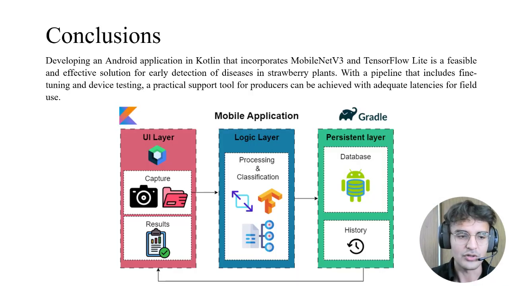For the conclusion, developing an Android application in Kotlin that incorporates MobileNet version 3 and TensorFlow Lite is a feasible and effective solution for early detection of diseases in strawberry plants, with a pipeline that includes fine-tuning and device testing. A practical support tool for producers can be achieved with adequate latencies for field use.